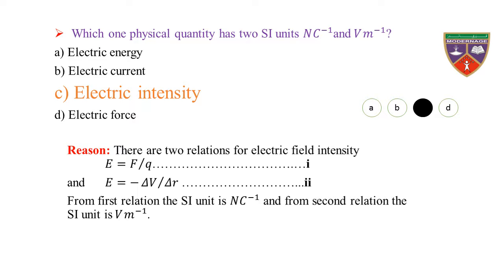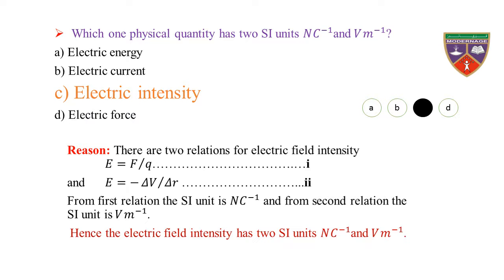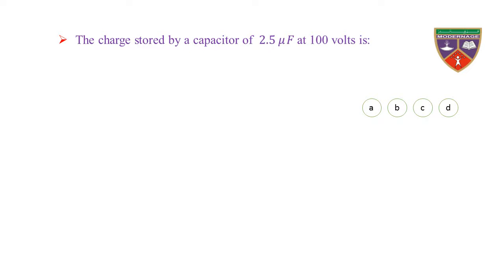Reason: there are two relations for electric field intensity. E is equal to F divided by Q, and E is equal to minus delta V divided by delta R. From the first relation, the SI unit is Newton per coulomb, and from the second relation, the SI unit is volt per meter. Hence, the electric field intensity has two SI units, Newton per coulomb and volt per meter.